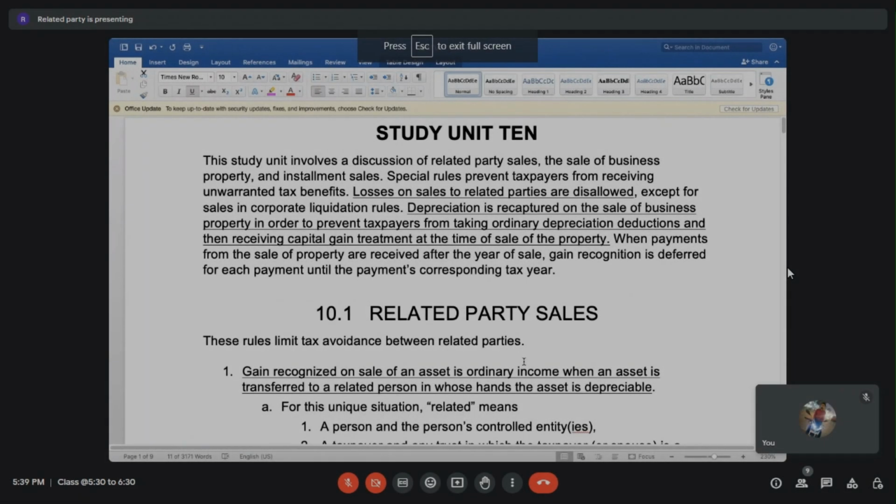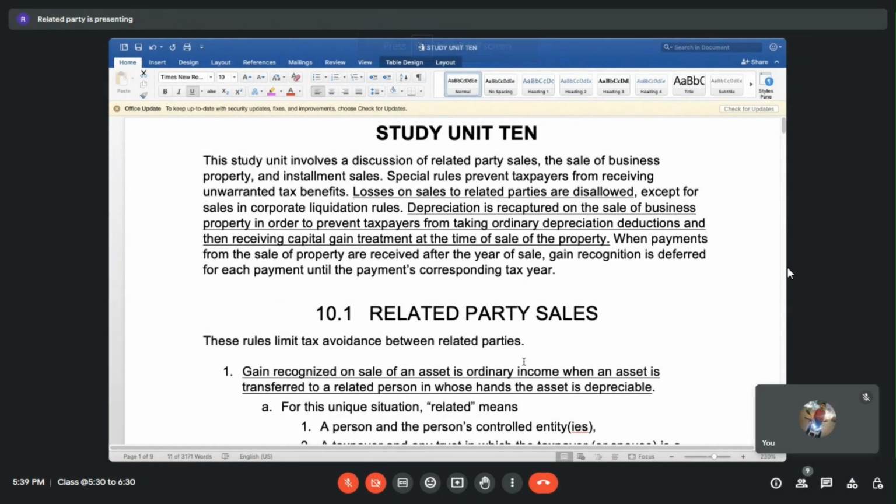Unit 10, and this chapter is going to be focused on related party sales. What are related parties? How are the gains on sales to related parties treated? How are the losses treated? And that is going to be the first section.